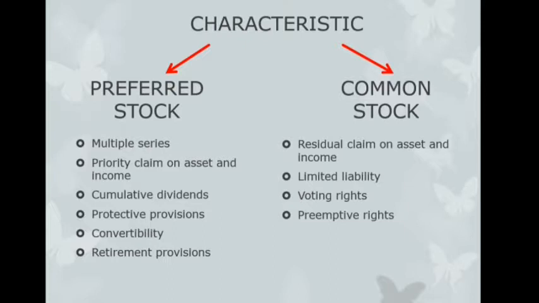Claim on asset. Common stock has a residual claim on assets in the case of liquidation. Generally, if bankruptcy occurs, the claims of the common shareholders are typically not satisfied.